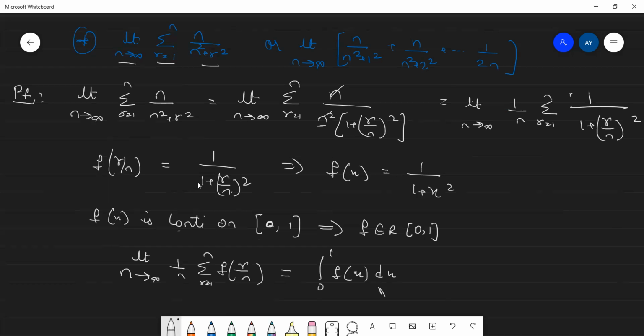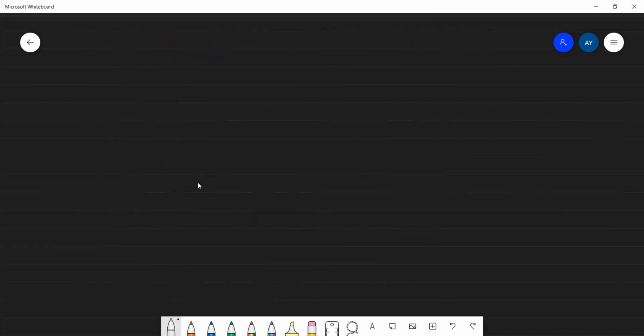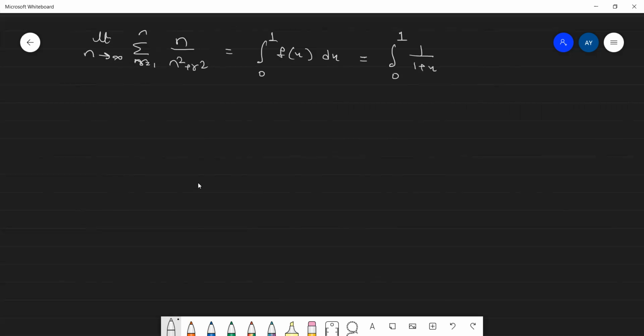So we'll just define this further. What is that you'll have? You'll have limit n tends to infinity, summation r equals 1 to n, f of, what is f of x? That is the given question, n by (n square plus r square). So this is equal to, what is that on the right side? Integral 0 to 1 f of x dx, right? But we already know what f of x is. f of x is 1 by (1 plus x square), because we wrote f of r by n in the form of 1 by (1 plus (r by n) square). So what is the integral of 1 by (1 plus x square) dx?